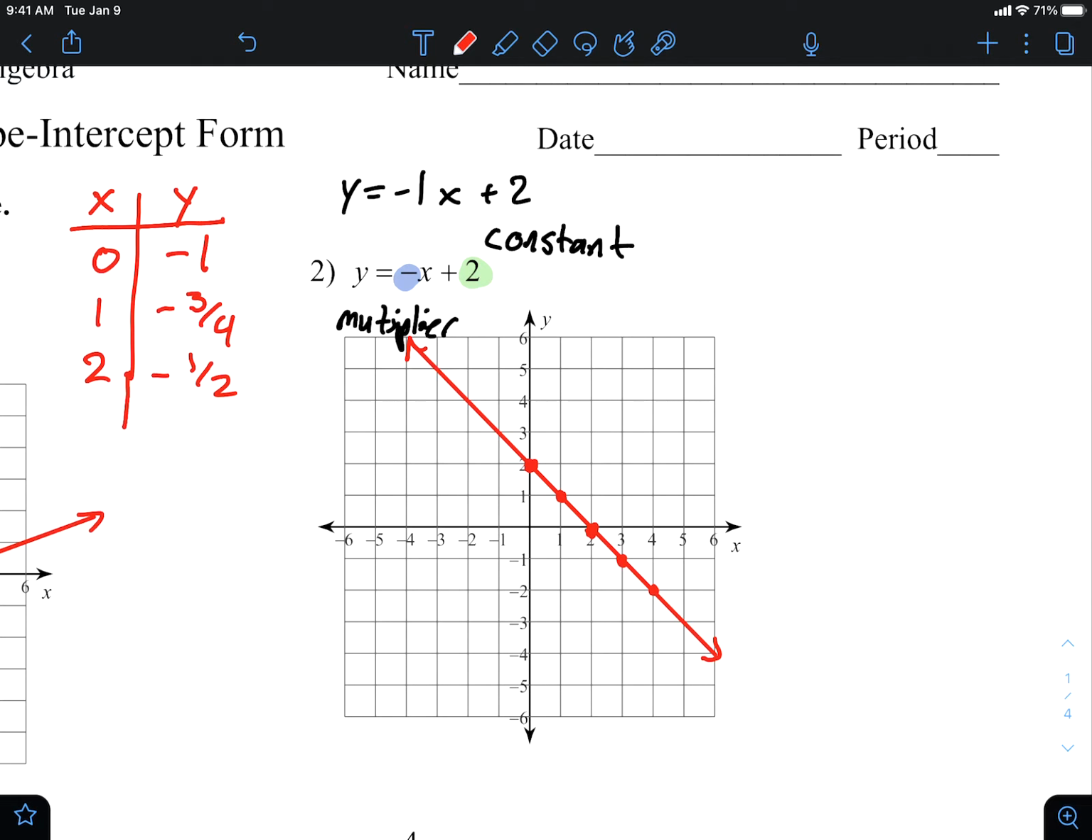I just want to make it clear, I've put these arrowheads at the end of each line. That's super important because lines go on forever. A line segment has a defined start and a defined end, but a line in mathematics doesn't actually ever end. The equation of the line goes on forever, so we show that using those arrowheads.